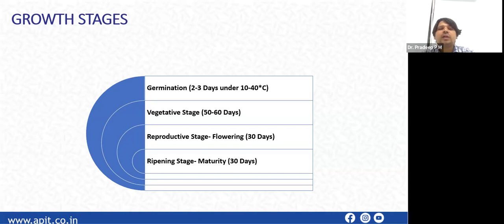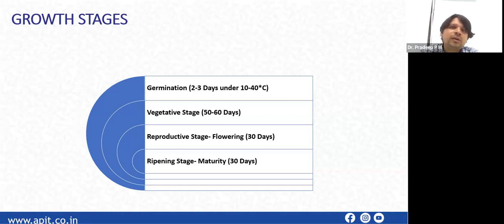And then we have the important phase called the reproductive phase, where the flowering happens. It is a duration of 30 days. And this reproductive stage, or the flowering, is very important for the seeds to set. So that is very important. And once the seed is set, it will take around 30 days after flowering for the seeds to mature. So once the seed is matured, it is ready for harvest.